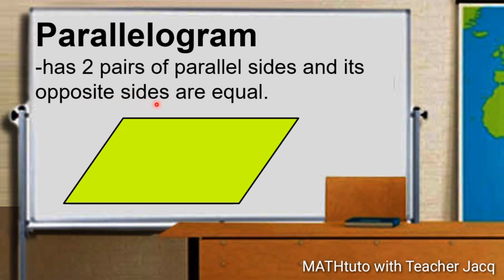Okay, so its opposite sides are equal, meaning itong two lines na nasa horizontal, magkasukat sila. If this one measures 11 cm, this one also measures 11 cm. And when it comes to the vertical lines, magkasukat din sila. If this one measures 5 cm, yung opposite side niya, it measures also 5 cm.